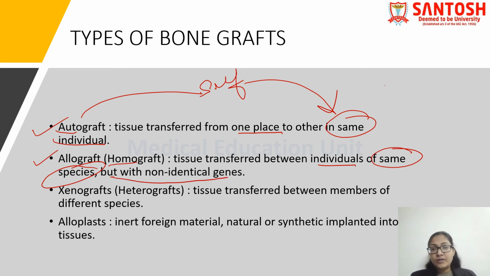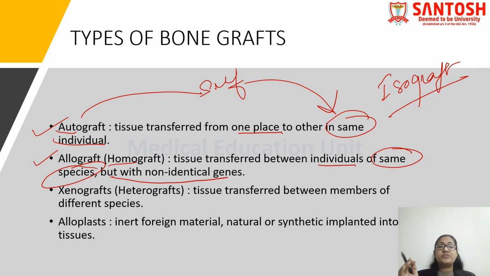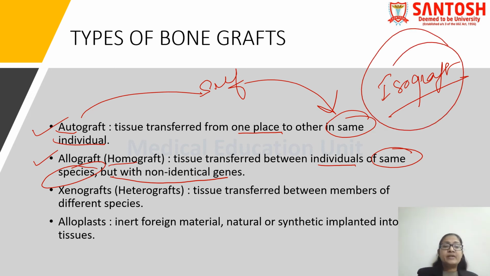So see, there is one more thing. There's something called as isograft. So isograft is in identical twins, where the genetic material is shared. So when you are taking the tissue from one twin and transferring it into another, that is what is called as isograft. But if they are non-identical or they are not twins, then we will call it allograft.